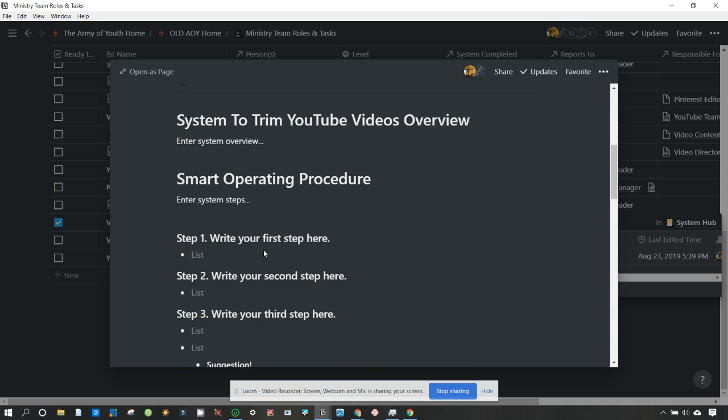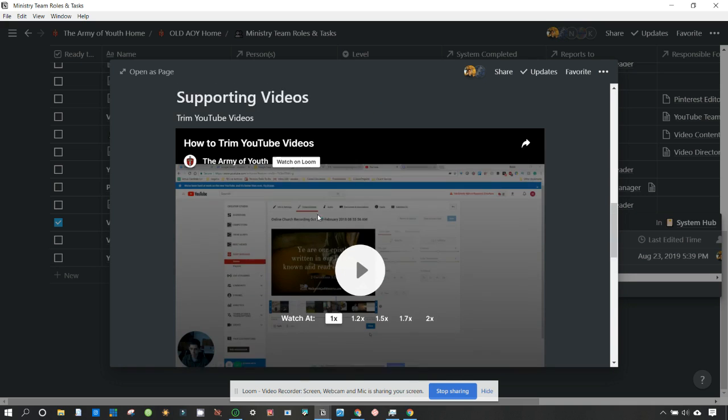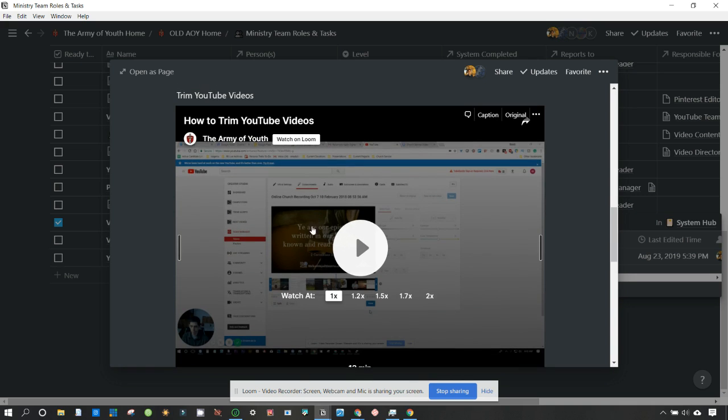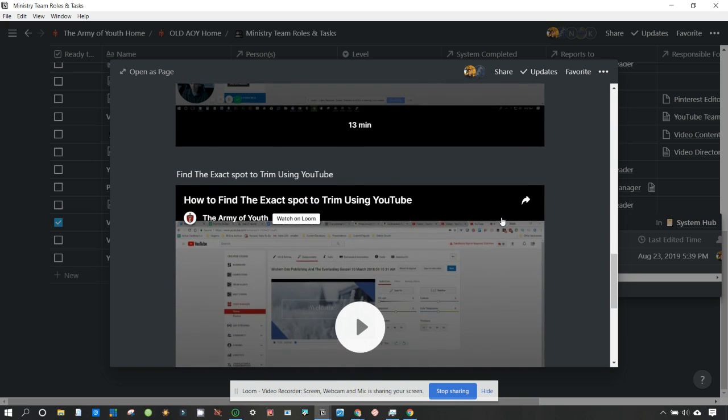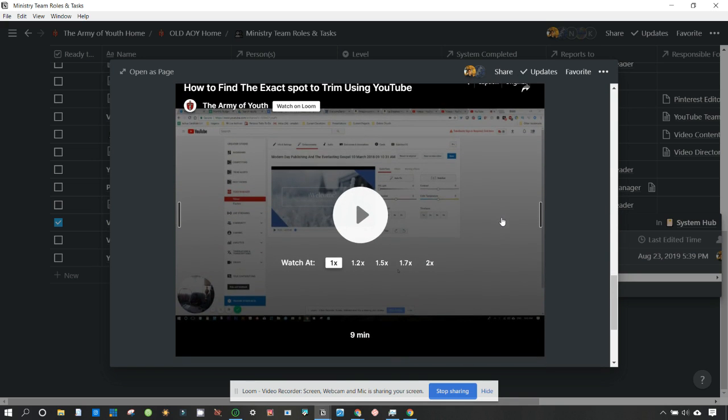This is a system that the written portion is not complete yet, but the video portion is ready to go. We've got a 13-minute video showing people step by step exactly how to trim the video so that they can do that as well. And some people are struggling in finding the exact minutia of how to stop at the very second they wanted. So we've got a 9-minute video showing them how to find the exact spot to trim.